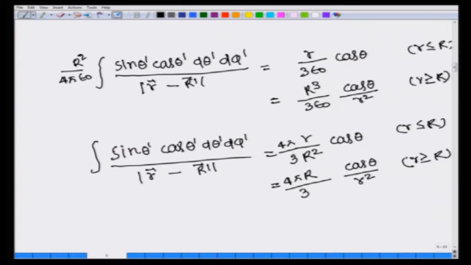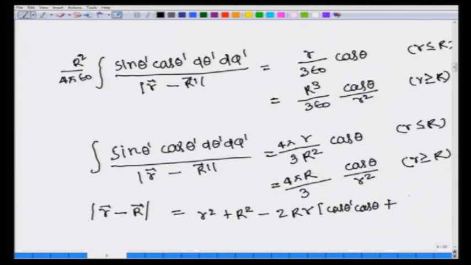So here in spherical coordinates, the modulus of vector r minus vector capital R can be written as r square plus capital R square minus 2 capital R small r cos theta prime cos theta plus sin theta prime sin theta cos of phi minus phi prime.